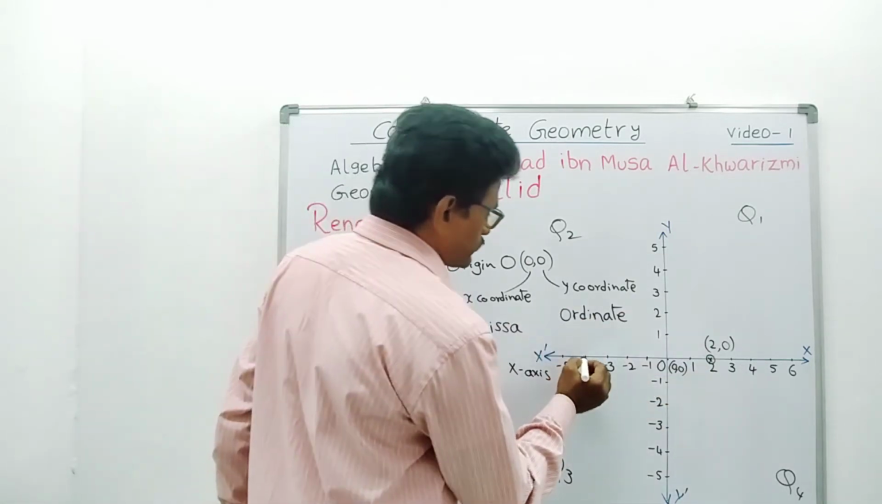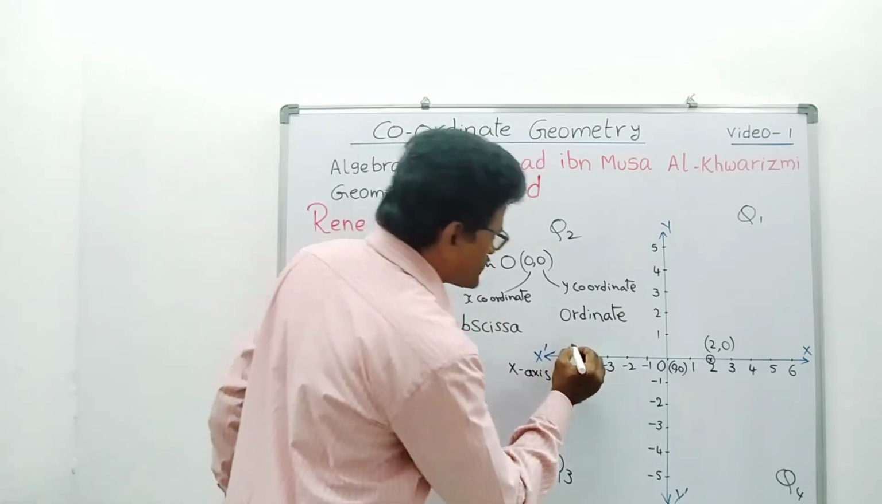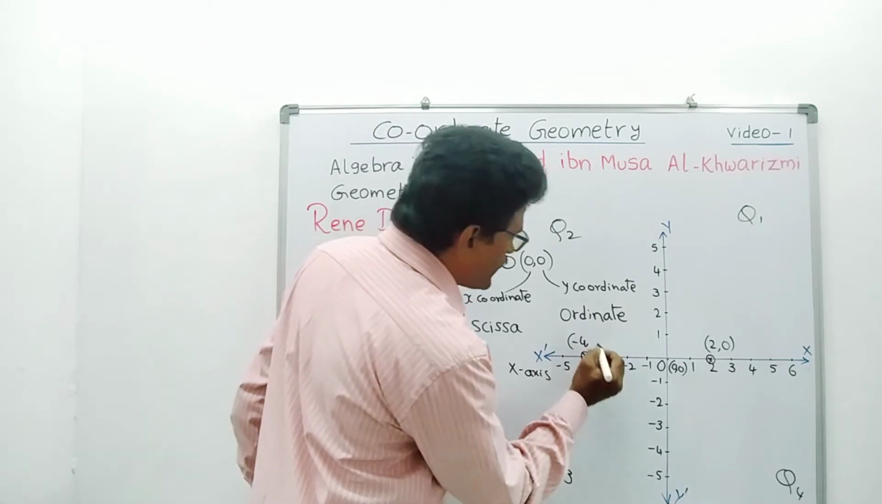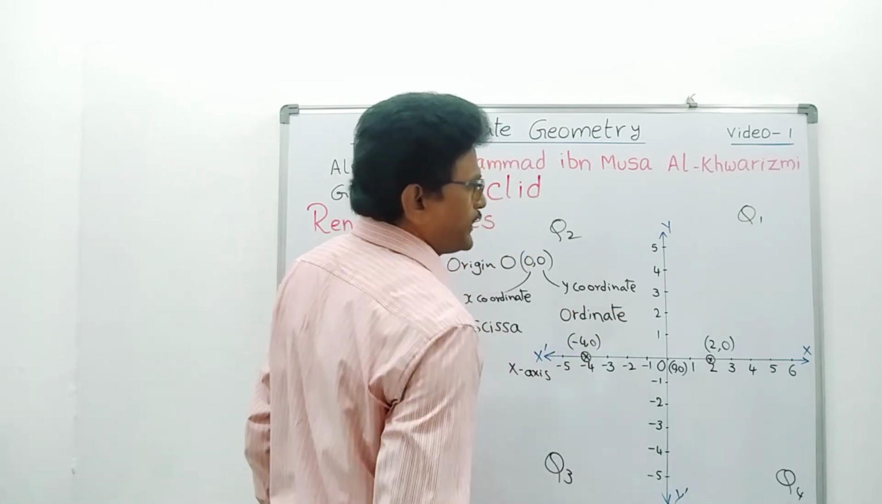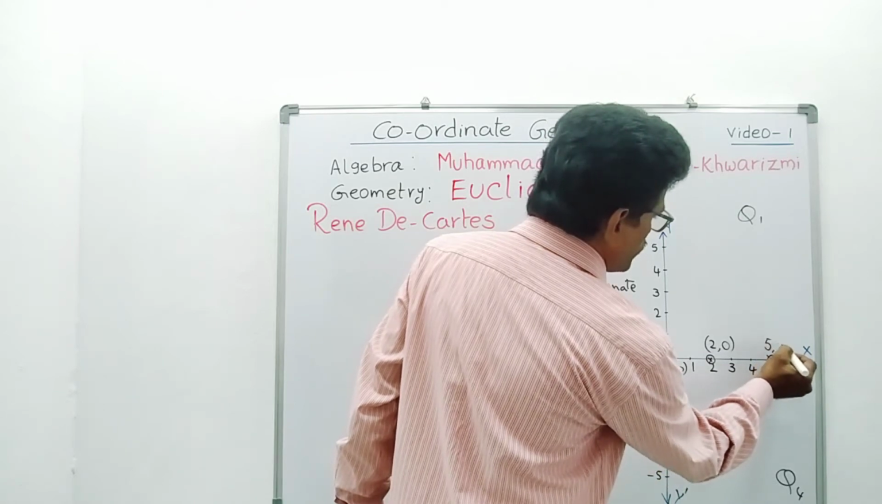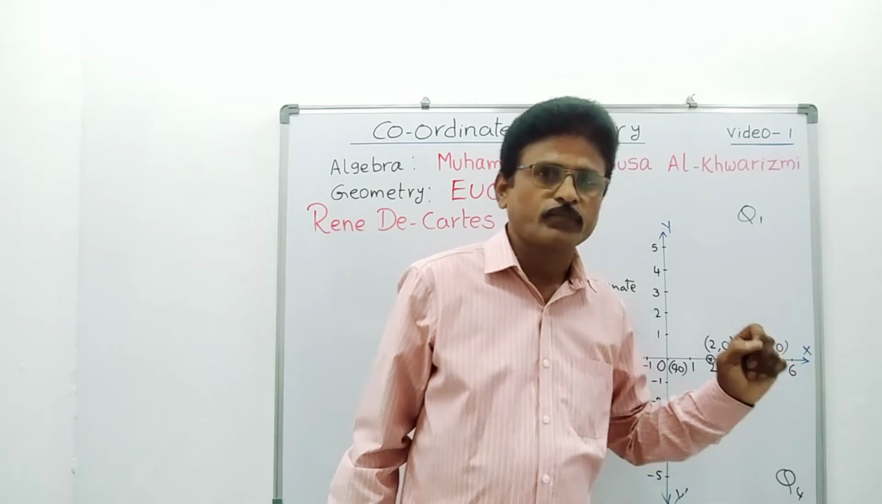Now come to this one. How to represent this point? First the x coordinate, it is -4. The y coordinate is 0, right? Here it is (5, 0). This point is (5, 0).